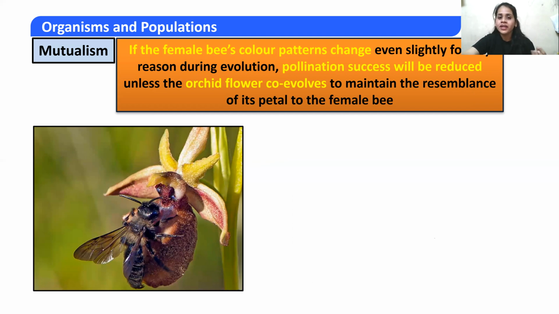But if the female bee's color pattern changes even slightly, for any reason during evolution, pollination success will be reduced unless the orchid flower co-evolves to maintain the resemblance. See, here the main thing was resemblance. One petal of the flower and the bee were resembling each other. If any of them changes, the possibility of pollination is also going to change. So they have to be co-evolved. Anytime the color or something gets changed in either of the two, the other has to change in order to get the pollination done.